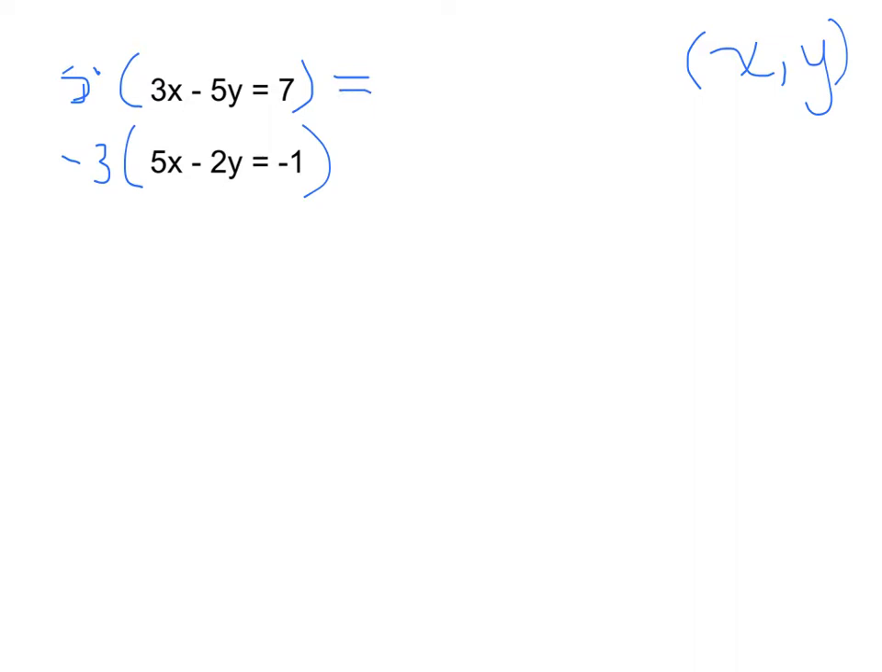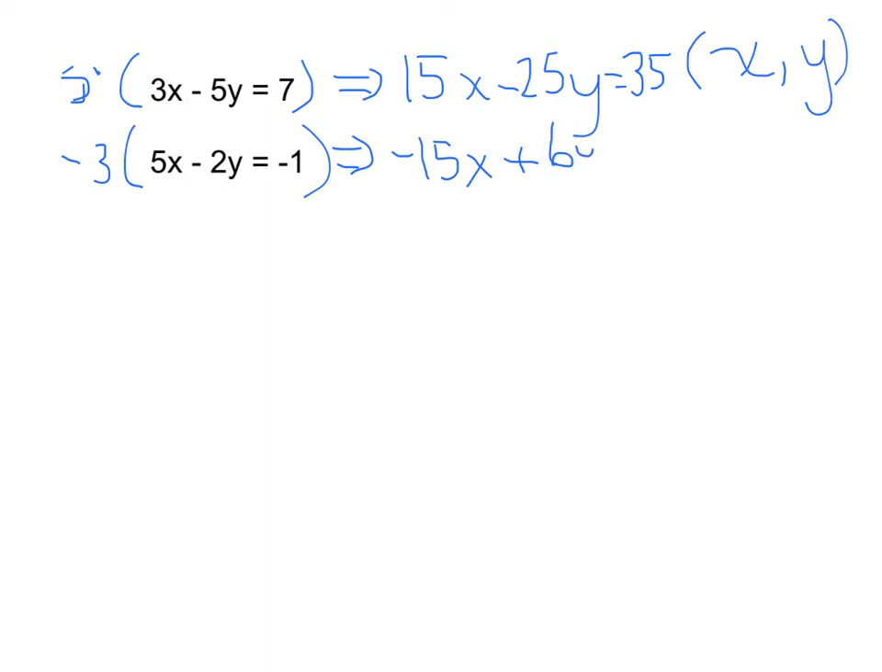So this equation turns into, if I distribute the 5, 15x minus 25y equals 35. And if I distribute the -3 to the lower equation, I get negative 15x plus 6y, be careful with the sign, a -3 times a -2 is a positive 6, equals, and once again be careful with the sign, -3 times -1 is positive 3. A negative times a negative is a positive.